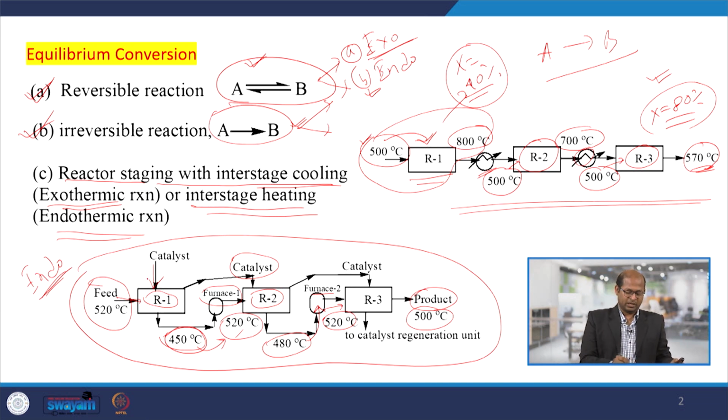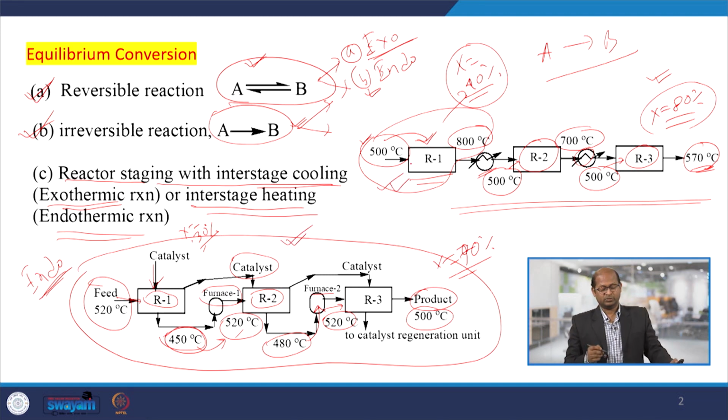So, here if it is, let us say, 30% conversion, then in this way we can reach, let us say, 70% conversion by interstage cooling. This is interstage heating and this is interstage cooling. So, these are the three things we will discuss today.